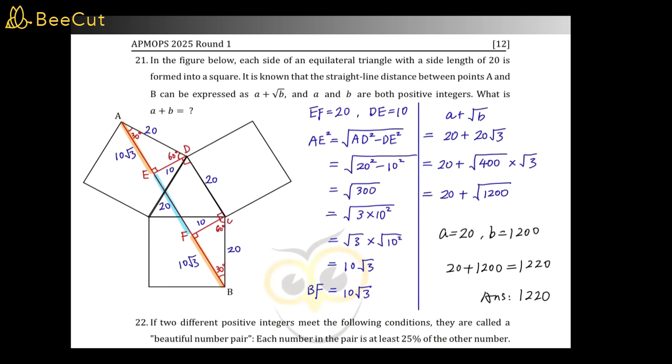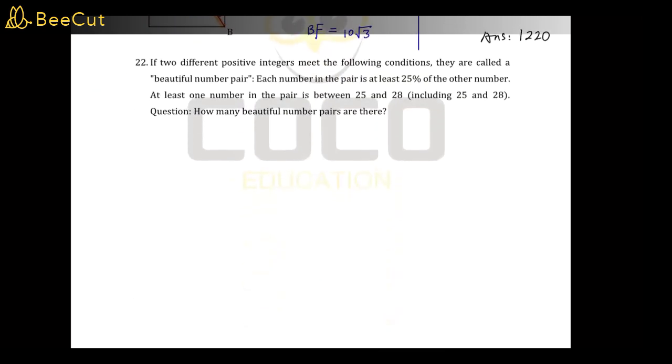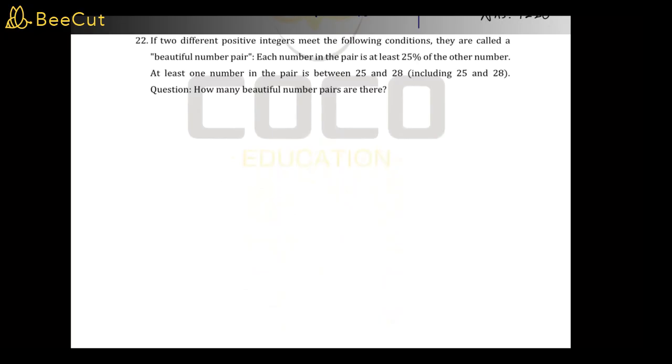Question 22. Okay, we have two different positive integers. Let's call them A and B. This is called a beautiful number pair if one number is at least 25% of the other number. So if B is the smaller number, it will be at least 25% of A, which means that A is 4 times of B.